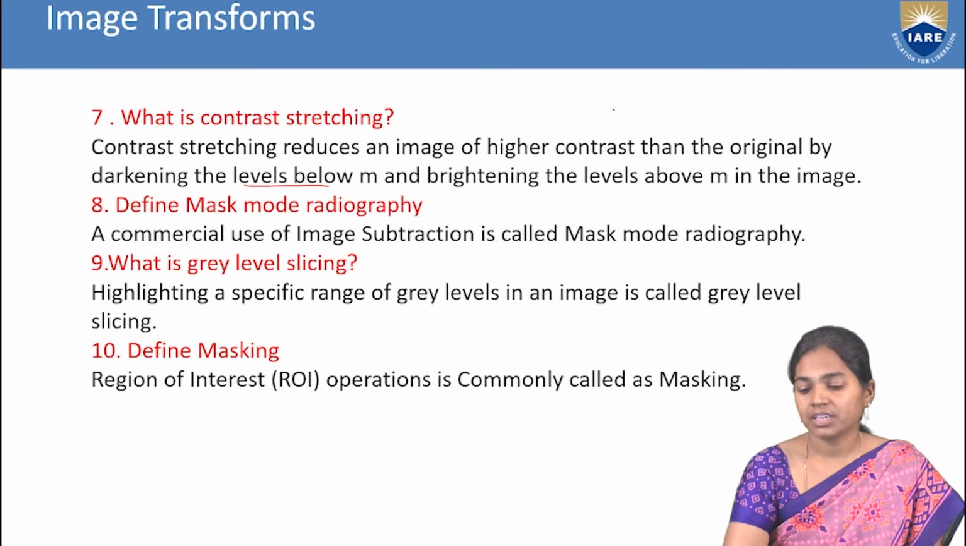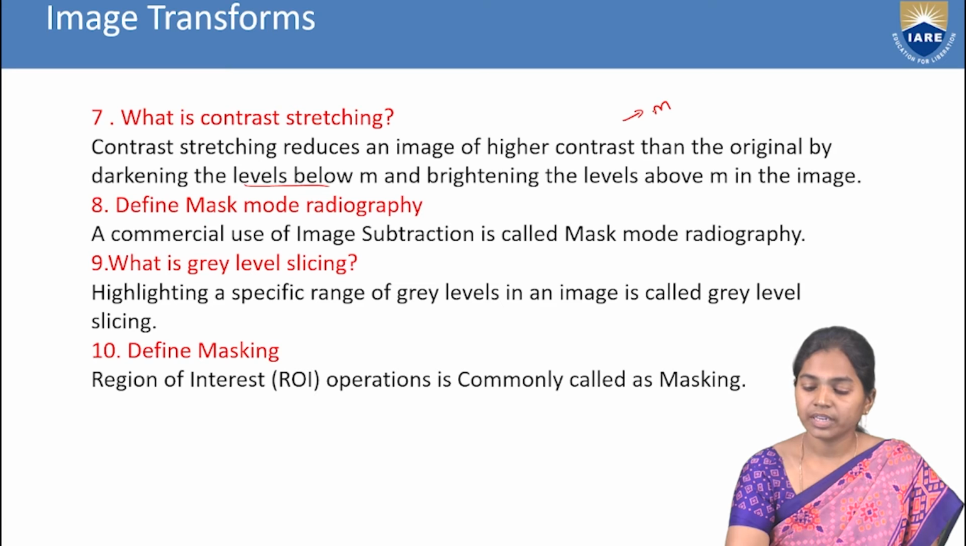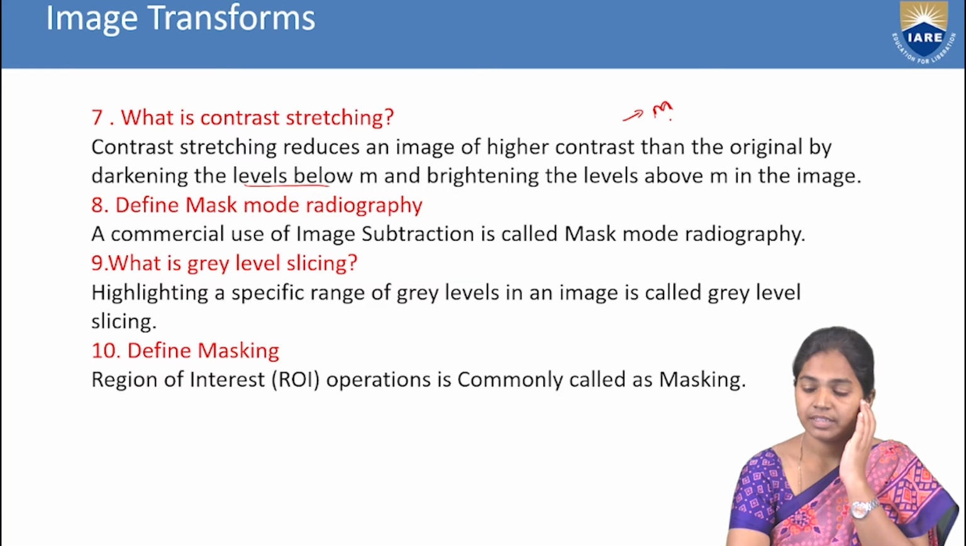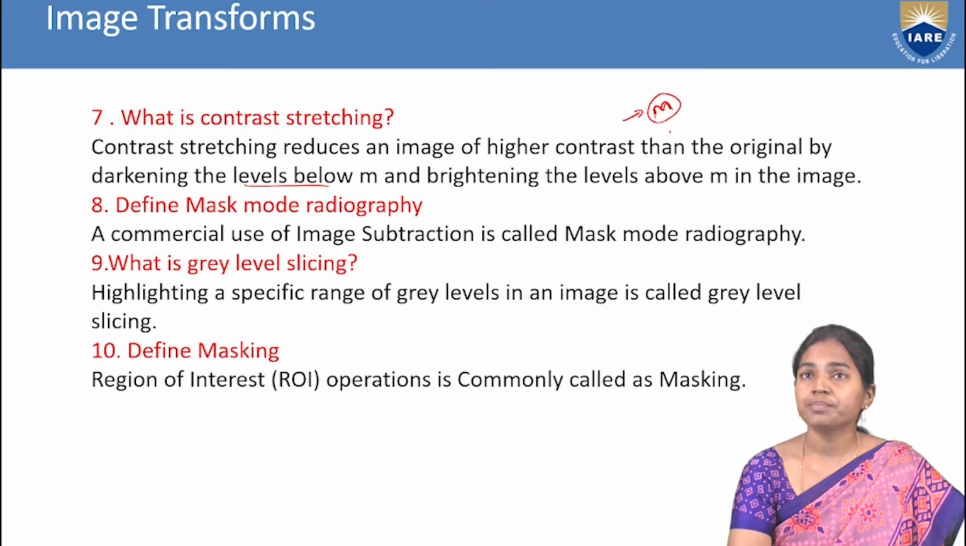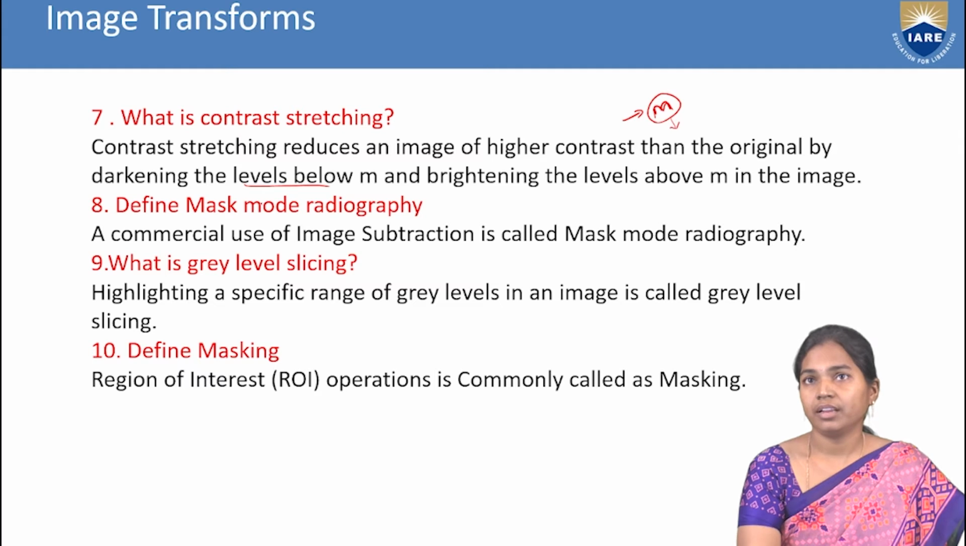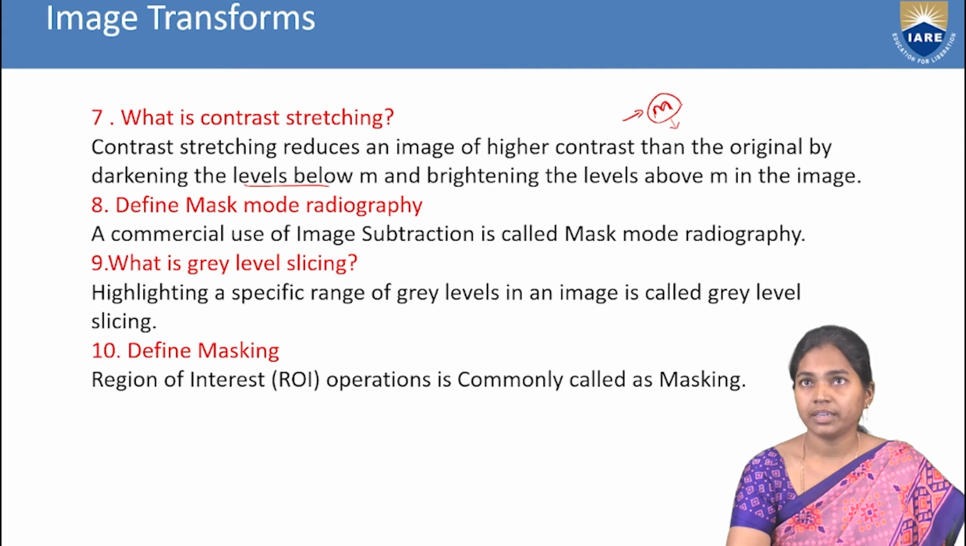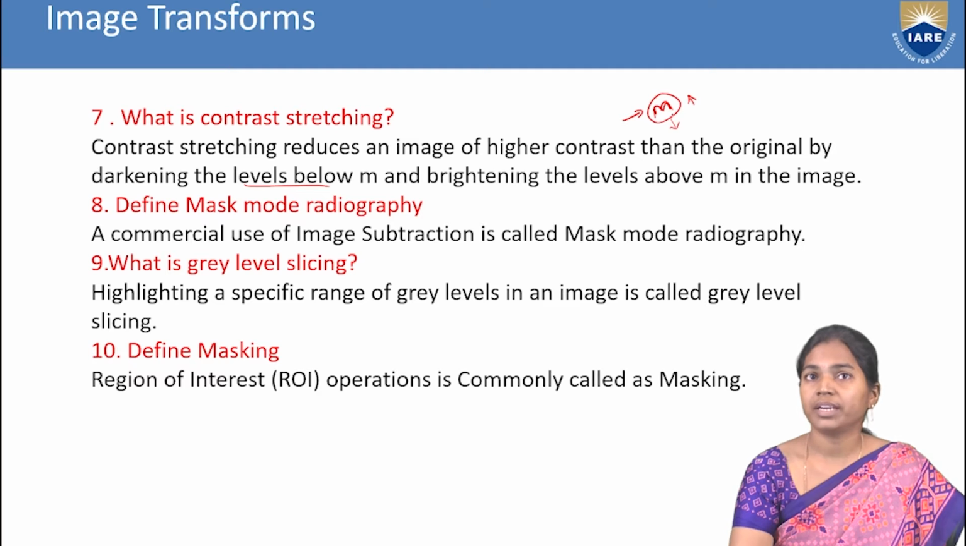First consider one level, represented by M, as the threshold value. Pixels whose values are less than M, we darken the levels. Pixels whose values are greater than M, we increase the gray level value. If the gray level values are increased, then the image is brighter.